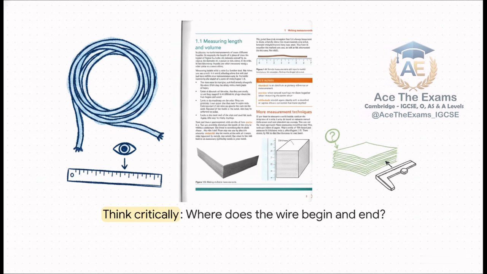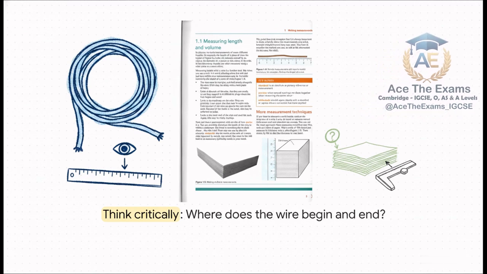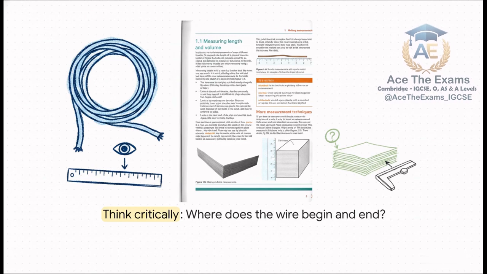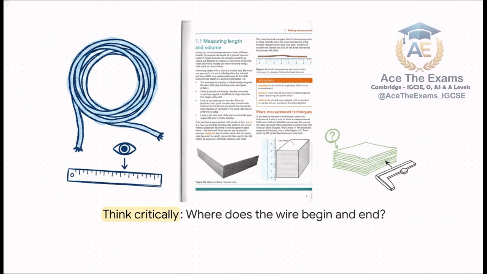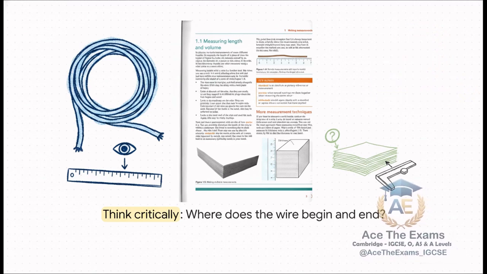An examiner wants to see that you recognize these practical, real-world difficulties. Are you actively checking for a zero error on the ruler? Are you ensuring your eye is positioned directly over the mark to avoid a parallax error? This is exactly where your exam answer needs to show critical evaluation, not just a blind, unthinking numerical reading.